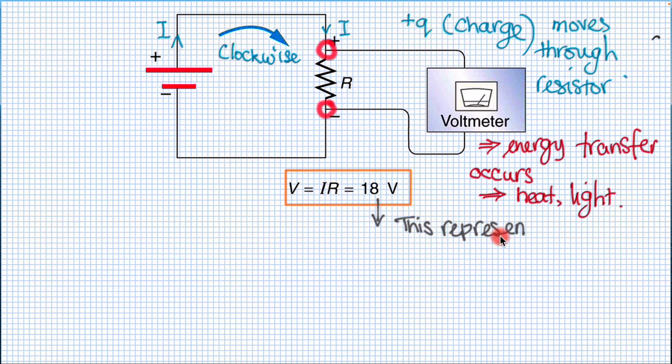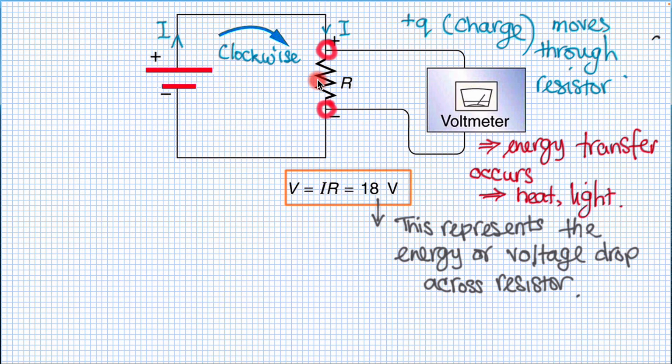And this represents the energy or voltage drop, as I said, across the resistor. Now, it's hard to imagine this because we're talking about charge in a conductor. So, technically speaking, this potential energy here gives the charge an increase in potential energy. Then it gets to this point, and then it loses that potential energy because it's converted to something like heat or light. So the kinetic energy is converted to heat or light.